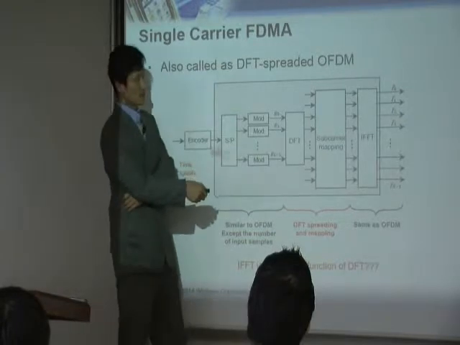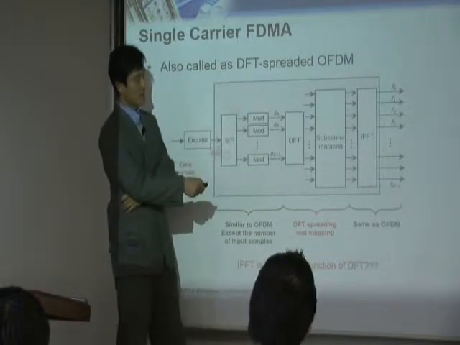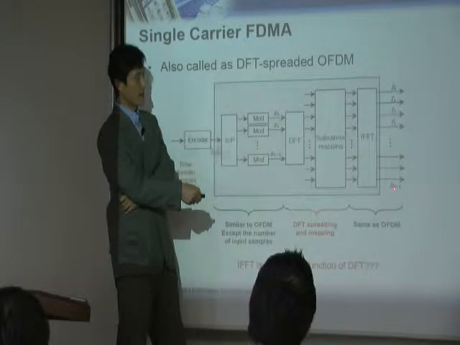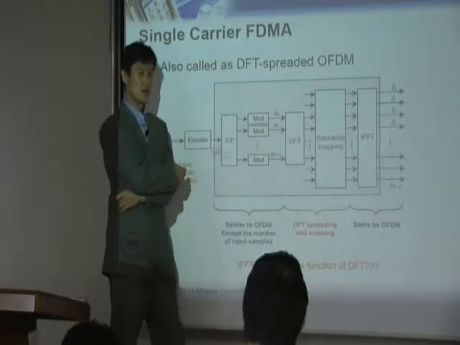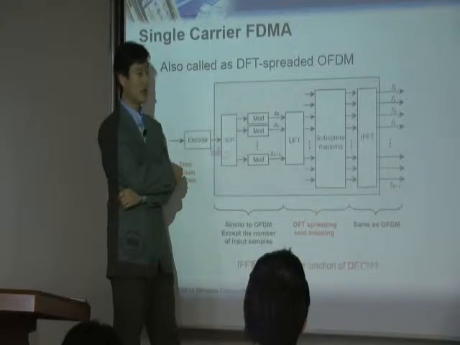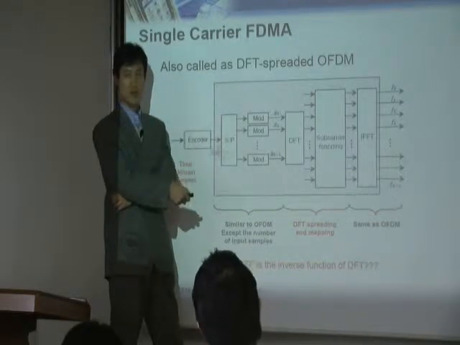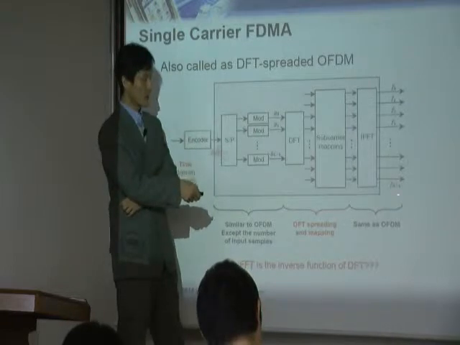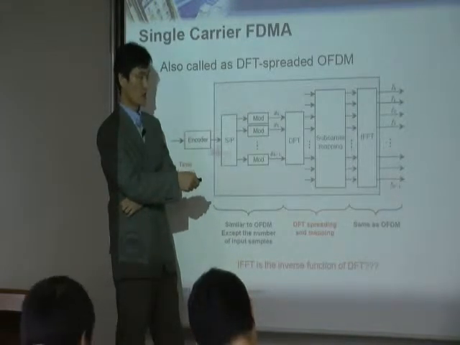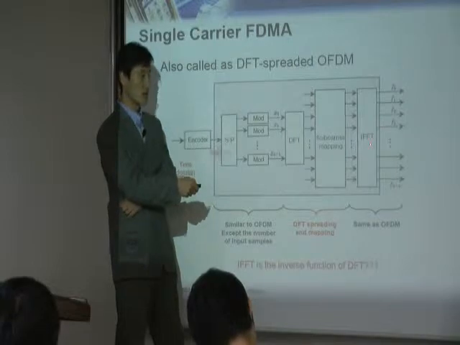The reason is that this IFFT has a size of N, and typically N is a power of 2, like 1024, 2048, right? So for that value of N, we can use the IFFT, the FFT structure.